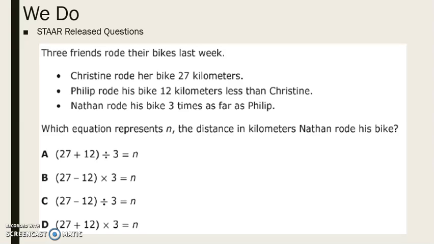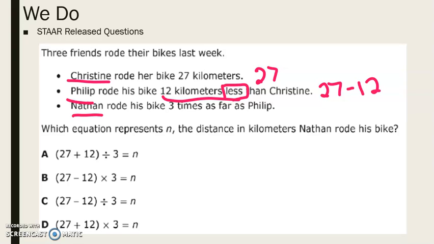Okay, so we know that Christine rode her bike 27 kilometers. We know that Philip rode his bike 12 kilometers less than Christine. So in this case, since the word less is in our phrase, we know we're going to have to subtract. So this is going to be 27 minus 12. Okay? And then Nathan rode his bike 3 times as far as Philip.